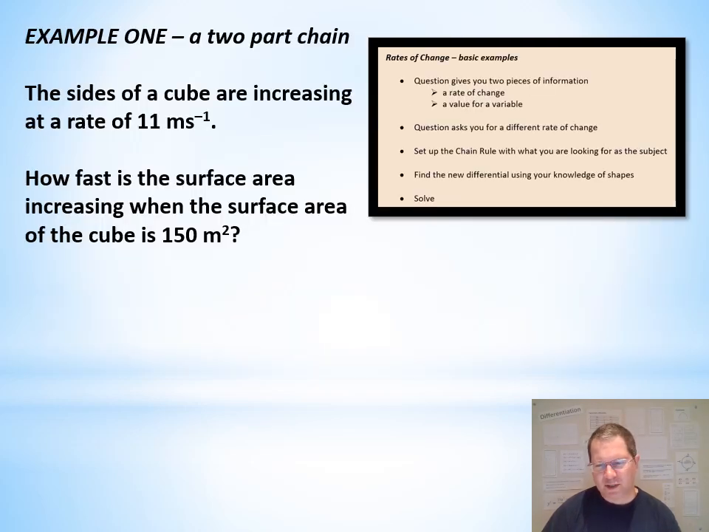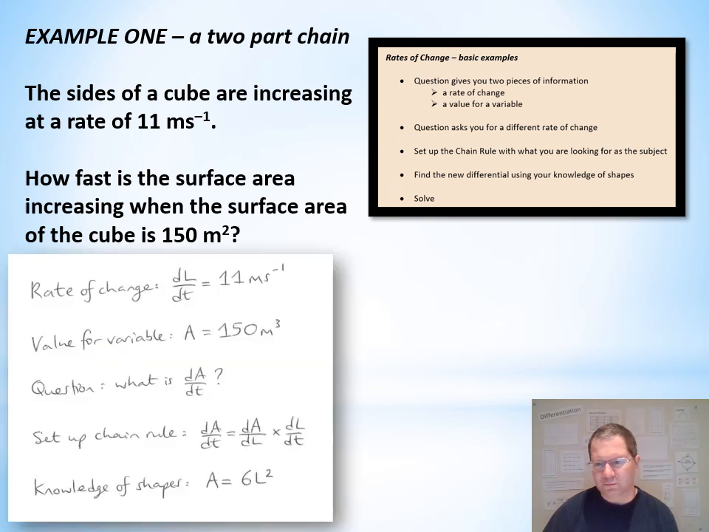So here's example one with a two-part chain. We are told that the sides of a cube are increasing at a rate of 11 meters per second. And we are asked how fast is the surface area increasing when the surface area of the cube is 150 meters squared. So going back to the list of information at the top right, the question will give you two pieces of information. Well, we've been told that the sides of the cube are increasing at a rate of 11 meters per second, and we can write that as dL by dt equals 11 meters per second, where L is the length of the side of the cube, and t is time.